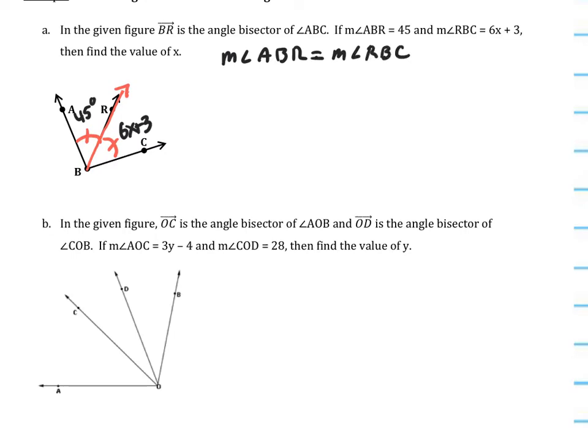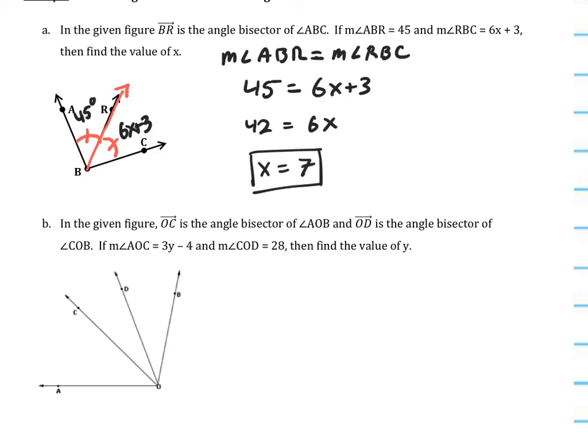So we're going to plug that in. ABR was 45, RBC is 6x plus 3. So we can go ahead and start solving. Subtracting 3 from both sides, we get 42 equals 6x. Dividing both sides by 6, I'm going to rewrite it as just x equals 7. And it only asked us to find the value of x, so we are done.